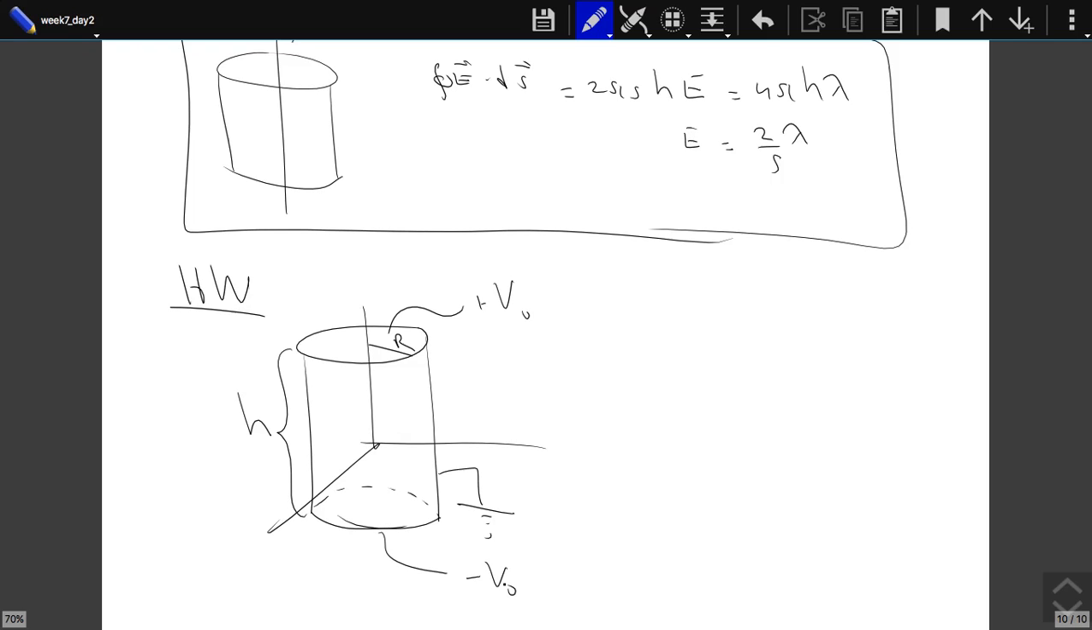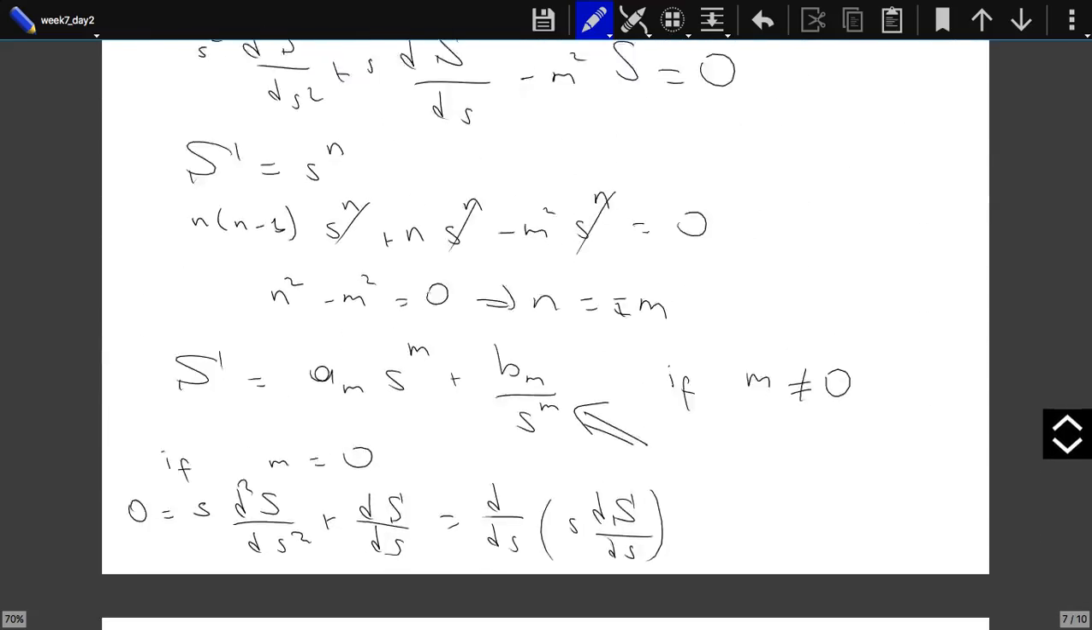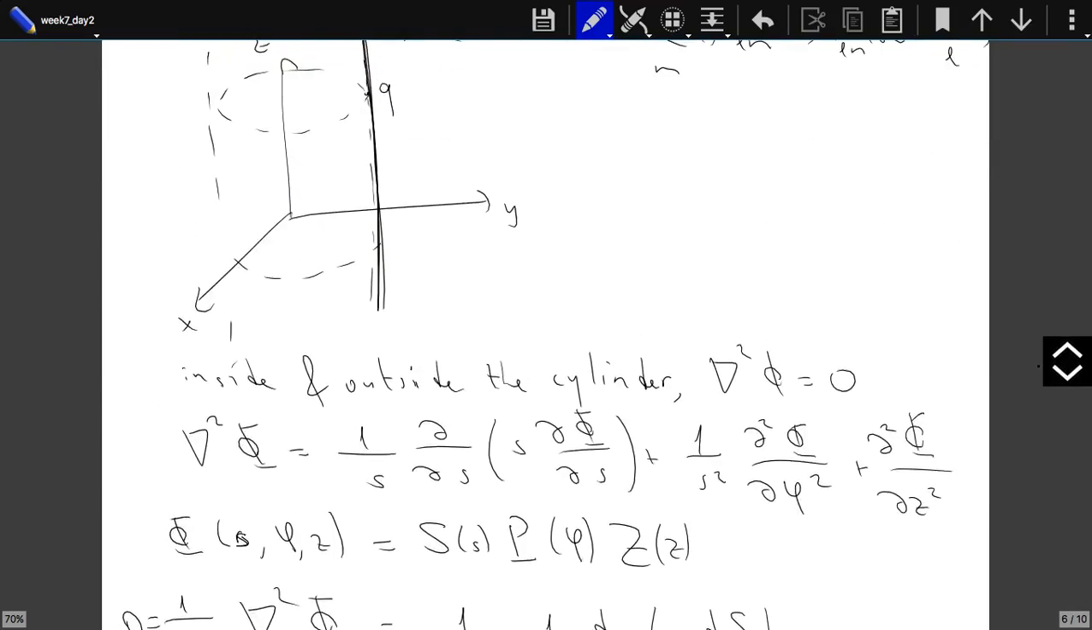What is the potential inside? Or let me give this plus. Both of them are plus. Well, the potential, you know the boundary values. That's enough. No charges inside. Well, you see, what you should do, this separation of variable ansatz is still the same.